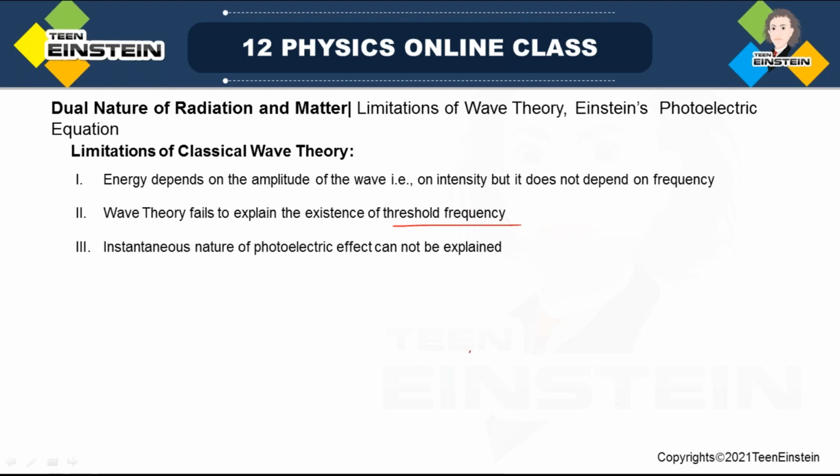Now, the third fact is the instantaneous nature of the photoelectric effect. What does this mean? As you have seen, the photoelectric effect happens within 10 to the power minus 9 second, within this fraction of time. So it is very much instantaneous. That means as soon as you shine the metal surface with light, you will be able to get the photocurrent.